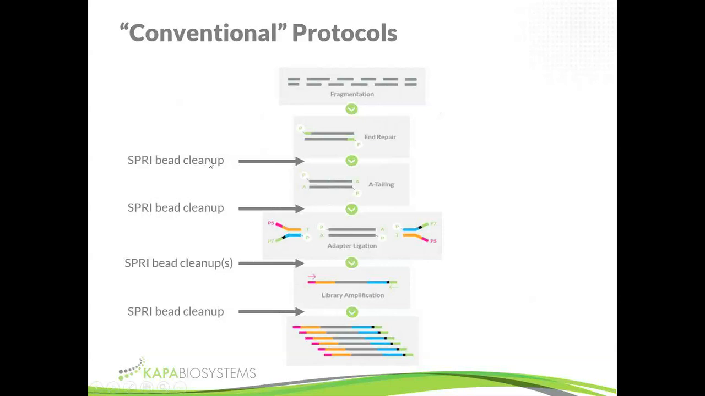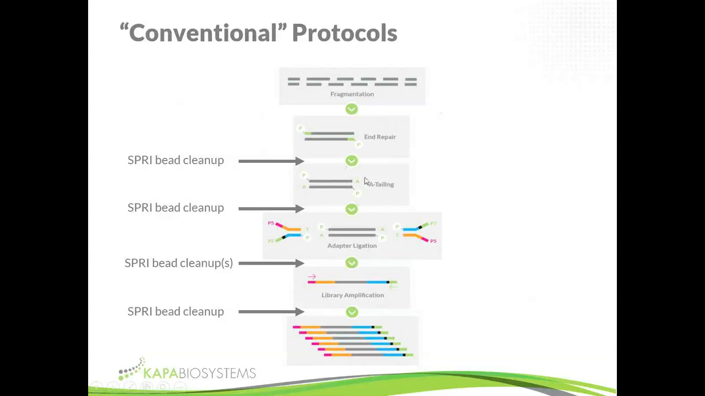The purpose of these SPRI cleanups is to recover the DNA from every step and get rid of the buffer components and the enzymes, so that you can start the next step with purified DNA in a Tris buffer or in water. This allows every enzymatic step to be as efficient as possible.